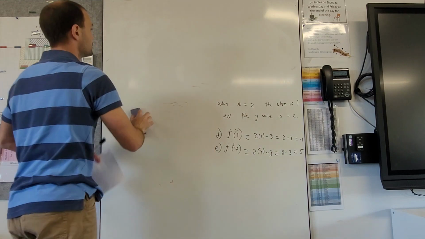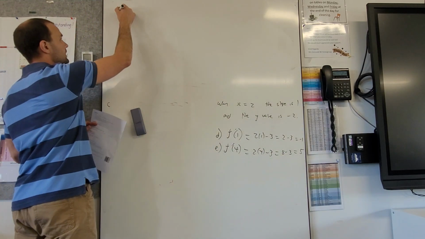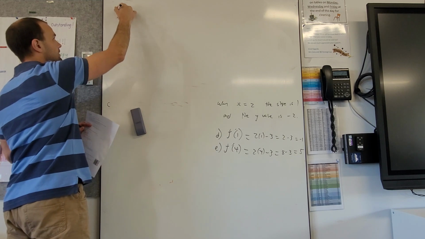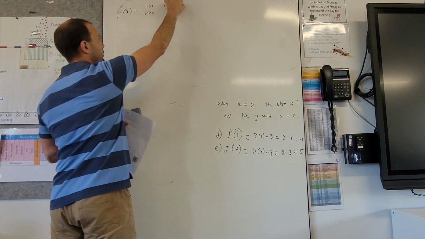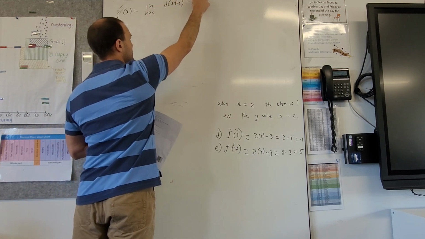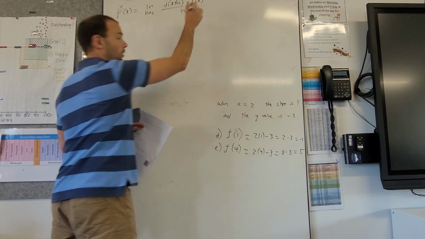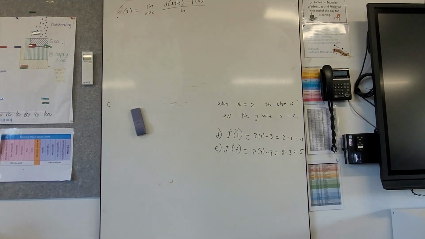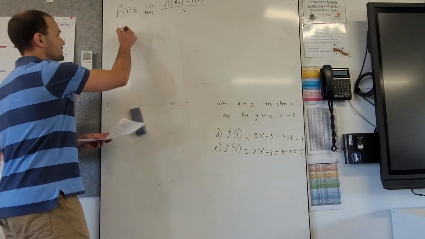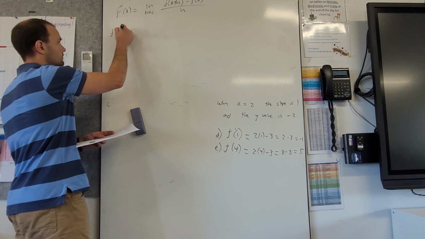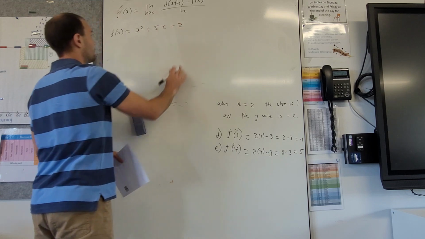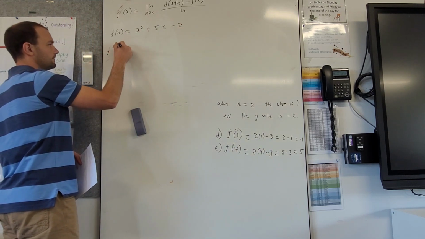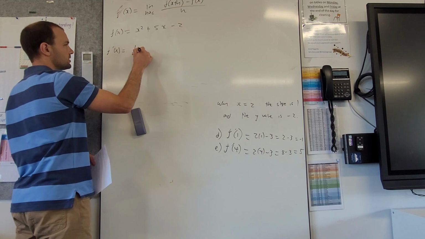All right, so the formula for first principles is f dash of x equals the limit as h approaches 0 of f of x plus h, take f of x on top of h. That's the formula. Now, we're given the function x squared plus 5x take 2. Okay, so let's get straight into it. F dash of x equals the limit as h approaches 0.